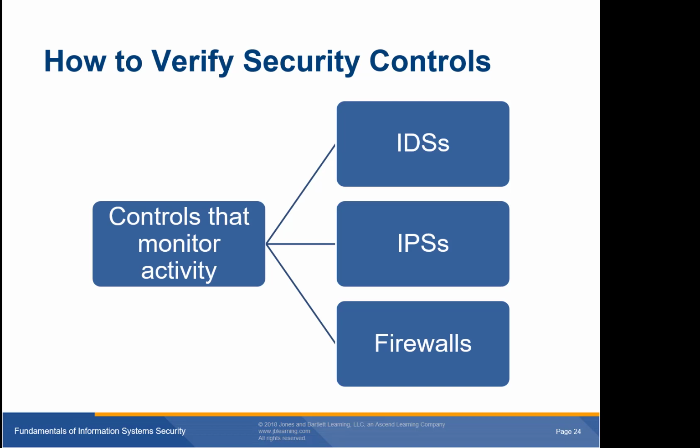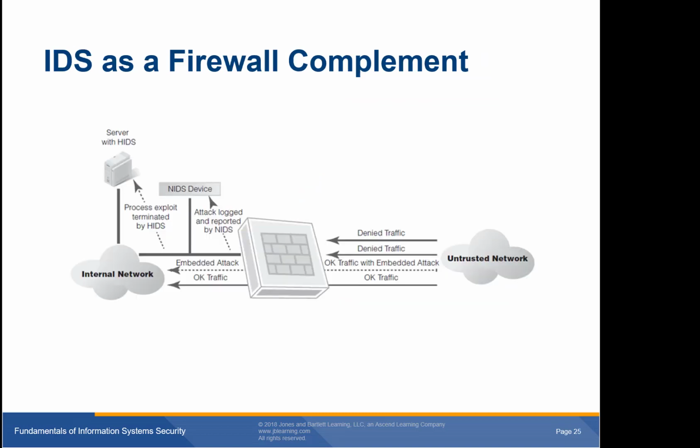Controls that monitor activity include intrusion detection systems, intrusion prevention systems, and firewalls. Layered defense requires multiple controls to prevent attacks. One of the most common layered defense mechanisms is to place an IDS behind a firewall to provide increased security. A network intrusion system monitors traffic that gets through the firewall to detect malicious activity.